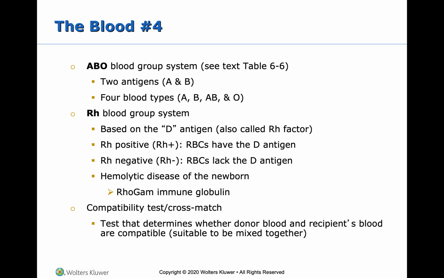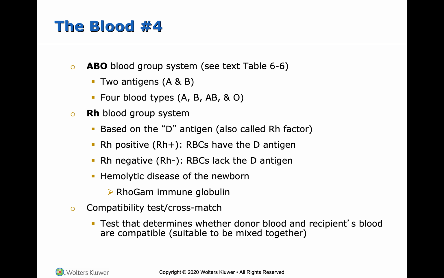Okay, so there's two different blood group systems. There's your ABO, so that's if you have blood type A, blood type B, blood type O. This is what most people know. So there's two different antigens: the A antigen and the B antigen. If you have the A blood type, those A antigens are on the surface of your erythrocytes. If you have a B blood type, those B antigens are on the surface of your red blood cells. If you have an O blood type, you don't have antigens on the surface of your red blood cells. Okay? So that makes 4 different blood types, A, B, AB, and O.